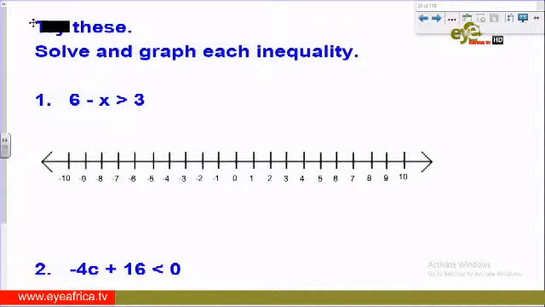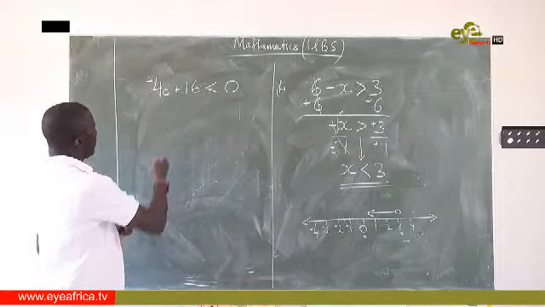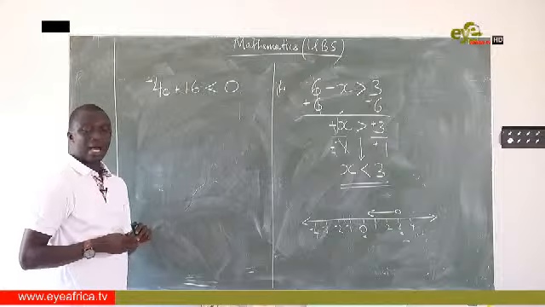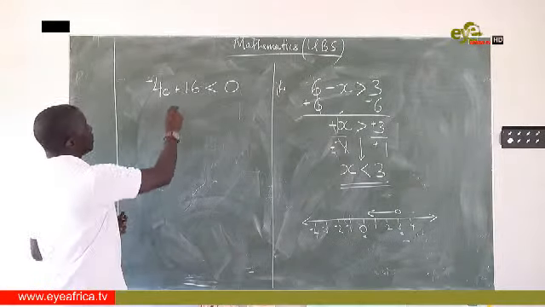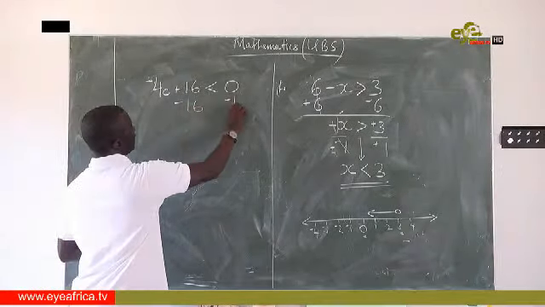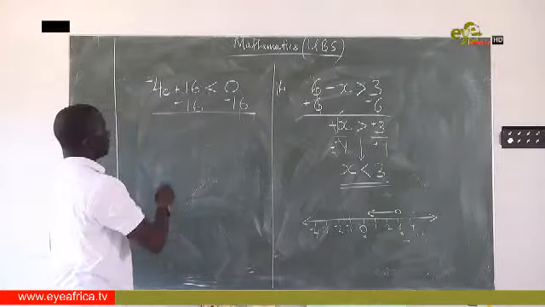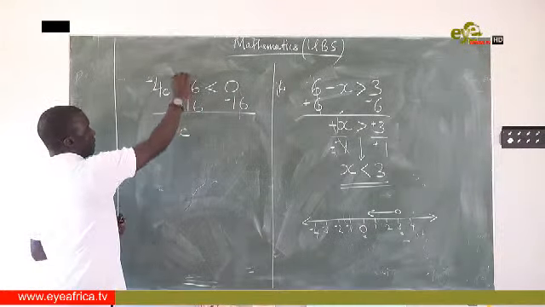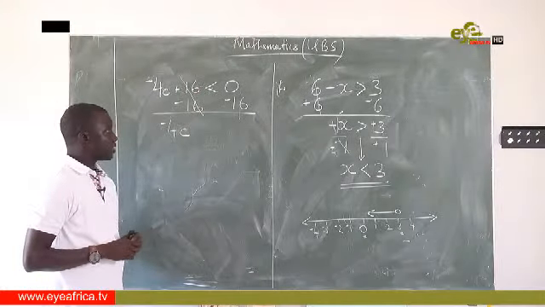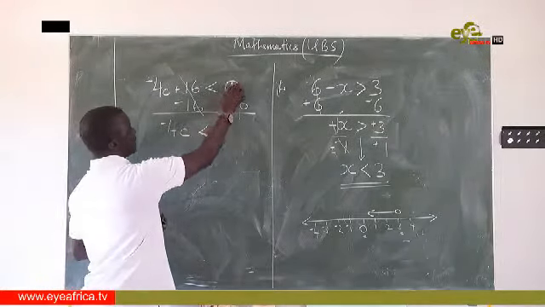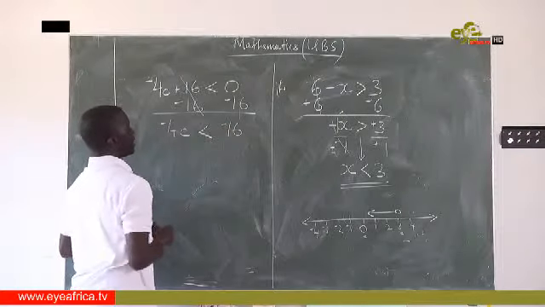The question number 2: negative 4c plus 16 is less than 0. The same way as we did before, we would definitely like our variable with the term to be on one side and to be alone there. So we subtract 16 from both sides. We bring down our negative 4c. 16 minus 16 is 0. Less than 0 minus 16 is negative 16.